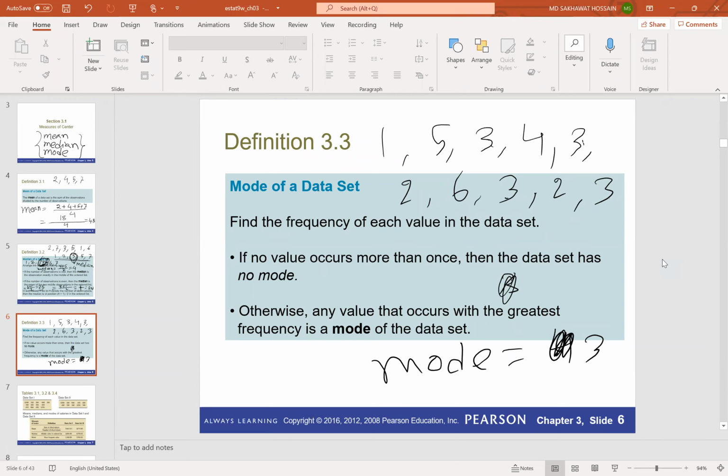Okay. So now let's consider one more data set. Maybe 1, 2, 3, 4, 2, 6, 4, 5. So what is the mode in this case? Anyone? The numbers are 4, 1, 2, 3, 2, 6, 4, 5. So what is the mode in this case?